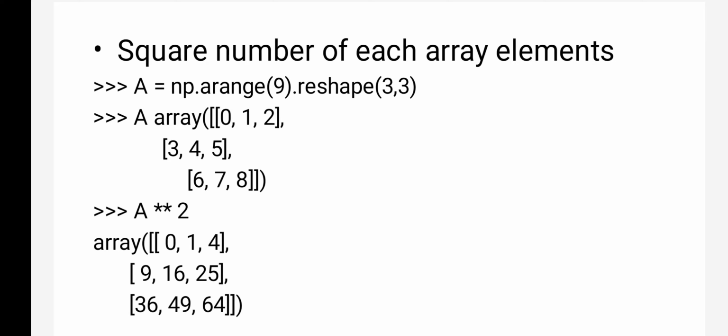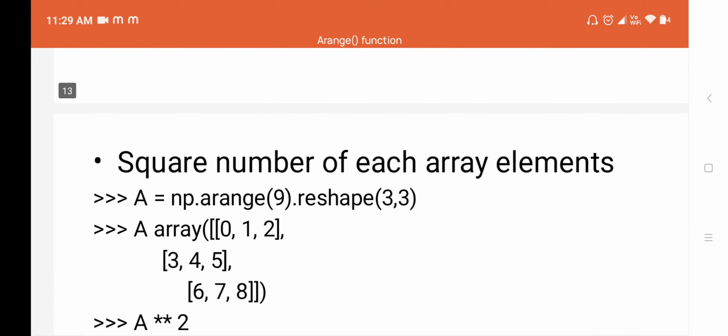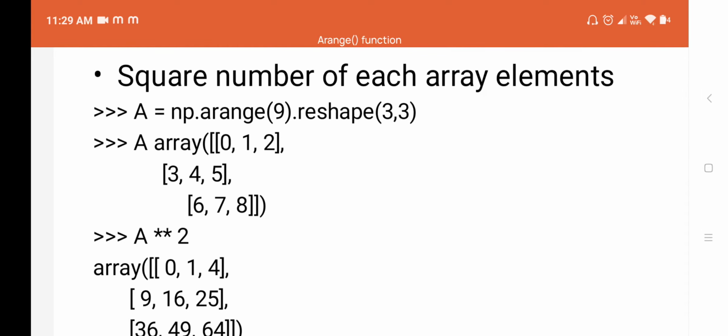Now, in the next line, in the fifth line, you see A power 2 has been given. Square: 0 square is 0, 1 square is 1, 2 square is 4, 3 square is 9, 4 square 16, 5 square 25, 6 square 36, 7 square 49, 8 square 64. So square also you can calculate, and that function you also get from the NumPy package.